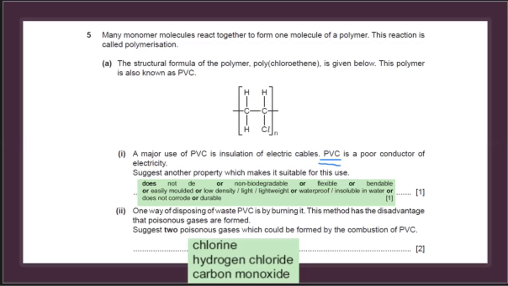Part 2. One way of disposing of waste PVC is by burning it. This method has the disadvantage that poisonous gases are formed. So just two poisonous gases which could be formed by the combustion of PVC. You could have the formation of carbon monoxide, you could have hydrogen chloride gas, you could have chlorine gas. They can all be very dangerous in high concentrations.